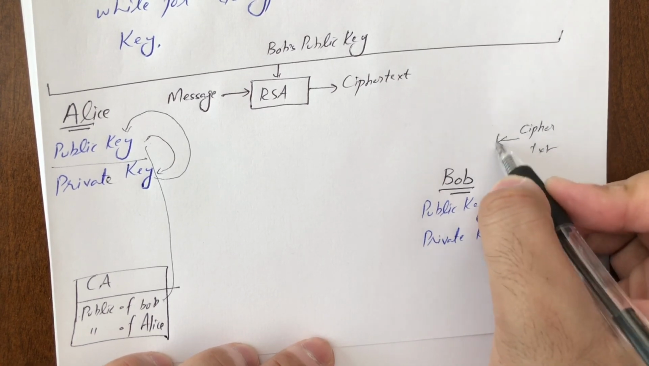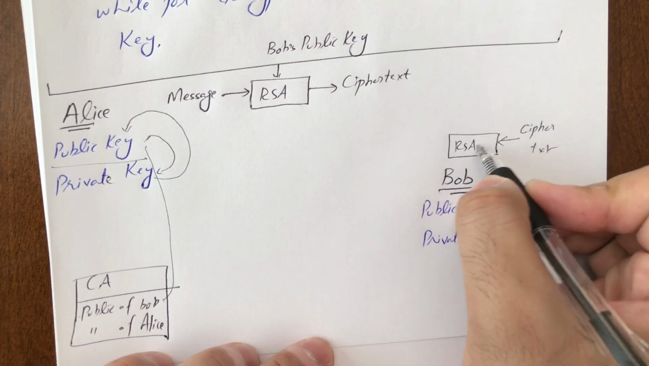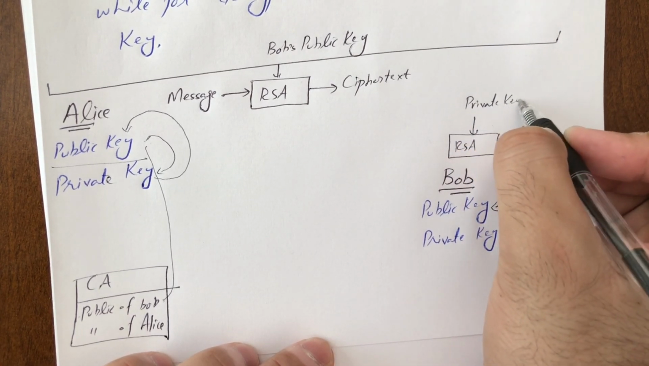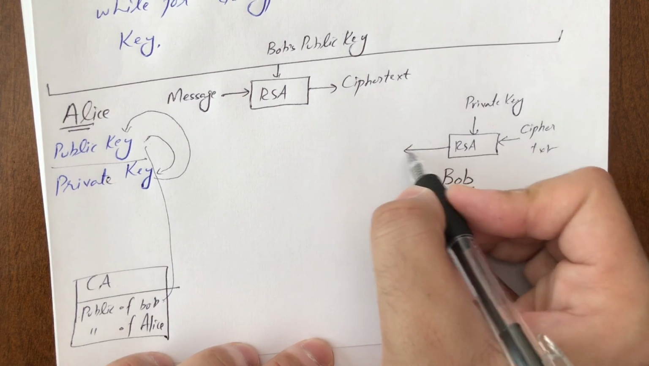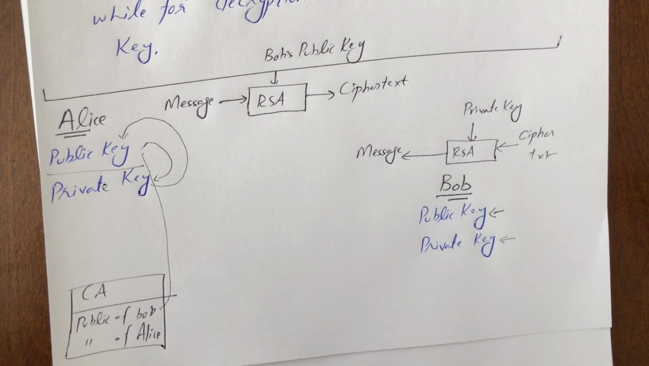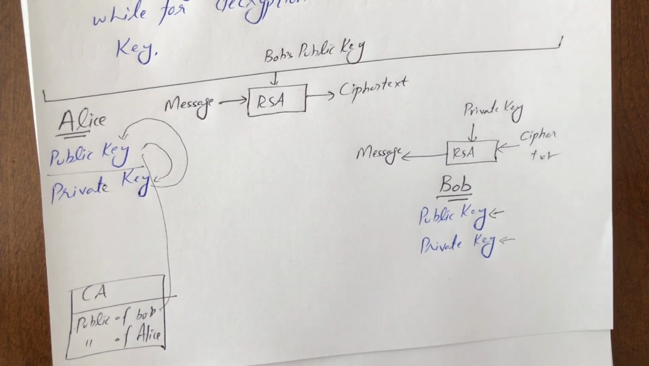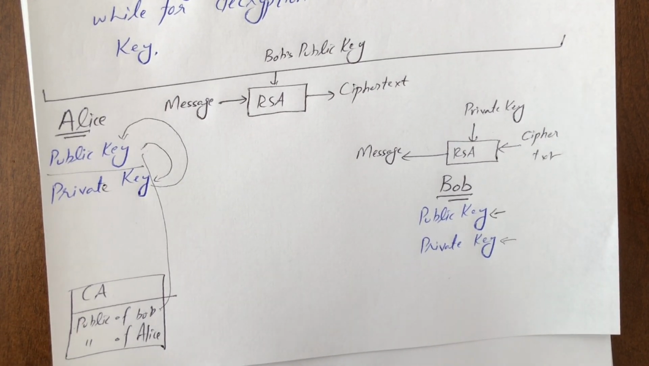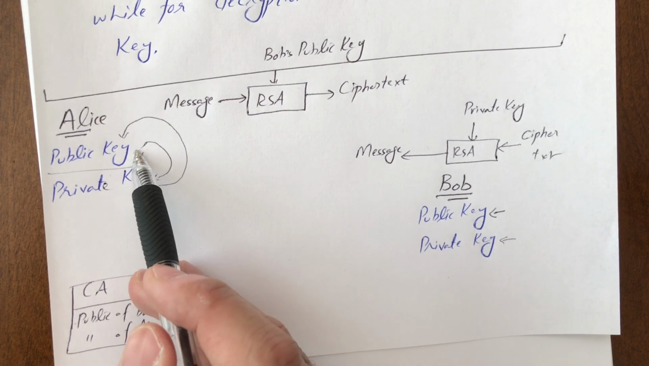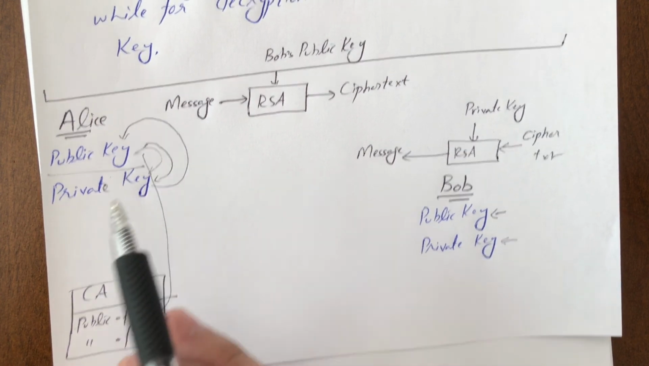Bob will use, again, the same algorithm, with his private key. Nobody knows Bob's private key besides Bob, and then he can retrieve the message. So this is how asymmetric encryption occurs. Please remember, the main idea is: the sender uses the receiver's public key, encrypts the message, and sends it to the receiver, and the receiver decrypts the message by using his private key. So if you encrypt anything by using someone's public key, only his private key can be used to decrypt the message.